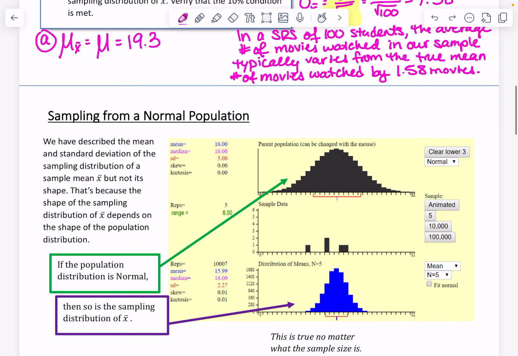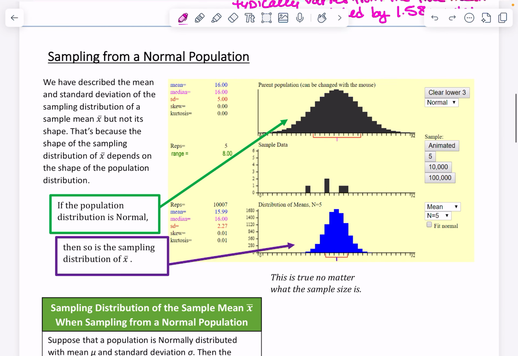Now, if we wanted to know what shape it was, before we had to do large counts. We had to do n times p, see if that's at least 10, and n times 1 minus p, see if that's at least 10. We don't have p, though, when we're talking about x bars. So the first thing to do is check the shape.